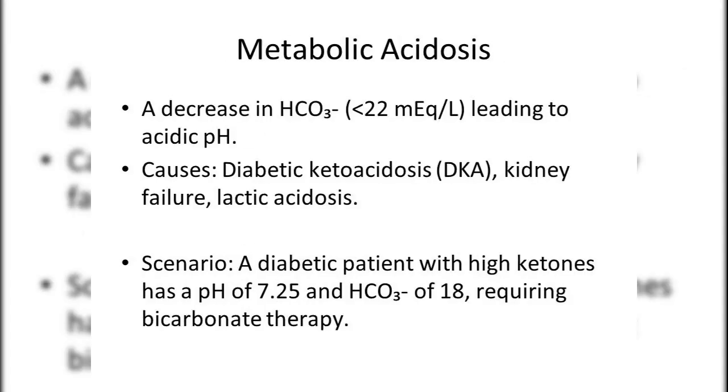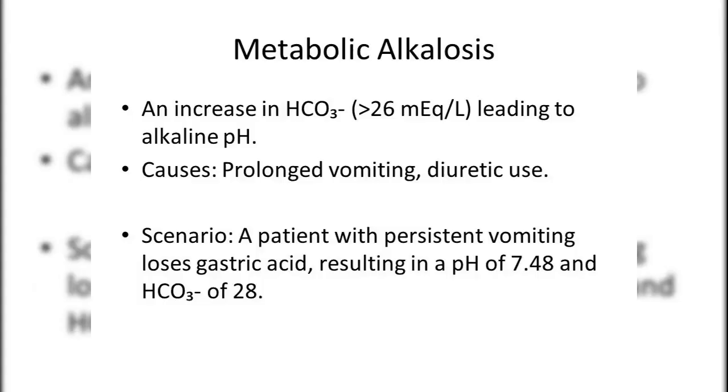Metabolic acidosis is characterized by a decrease in HCO₃ below 22 MEq, leading to an acidic pH. Causes include diabetic ketoacidosis, kidney failure, and lactic acidosis. For example, a diabetic patient with high ketones may have a pH of 7.25 and HCO₃ of 18, requiring bicarbonate therapy. Metabolic alkalosis occurs when an increase in HCO₃ above 26 MEq leads to an alkaline pH.